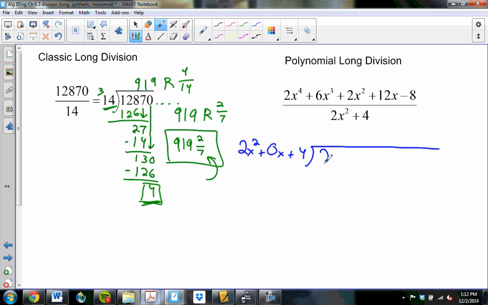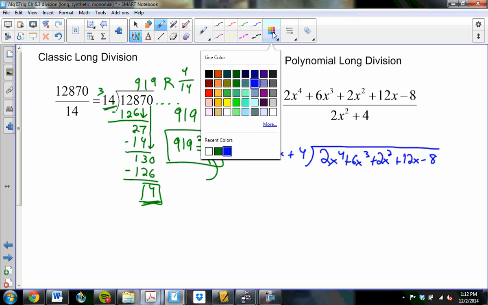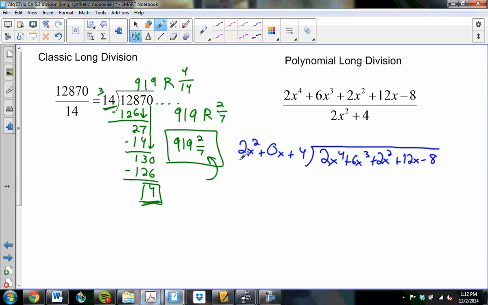And here on the outside, I have 2x to the fourth, plus 6x to the third, plus 2x squared, plus 12x minus 8. Okay, here we go. I'm going to look at the first term here and the first term here. And my question is really 2x squared times what equals 2x to the fourth? 2x squared times what equals 2x to the fourth? Just like how here, I really did 14 times what is close to 128.